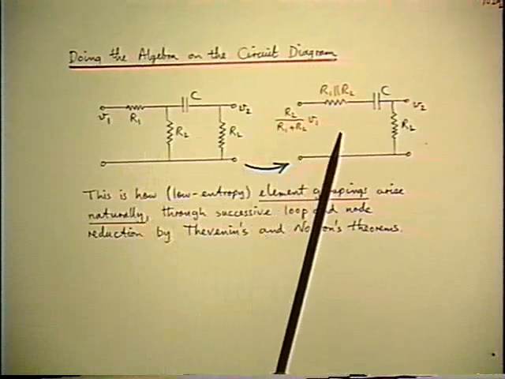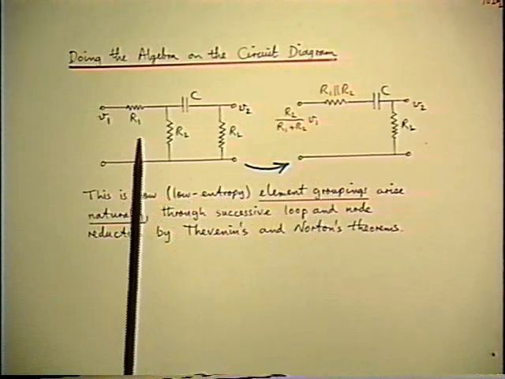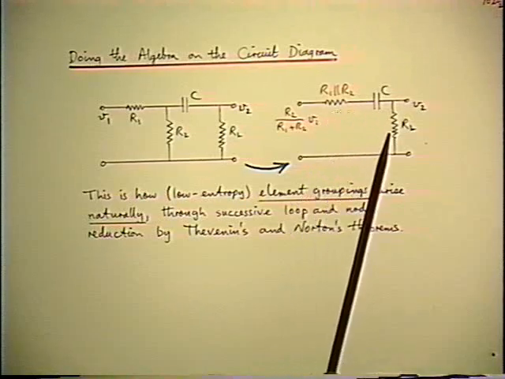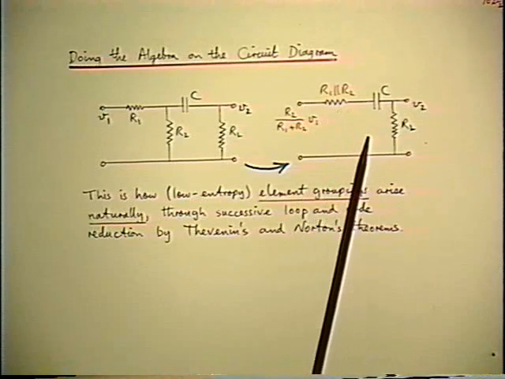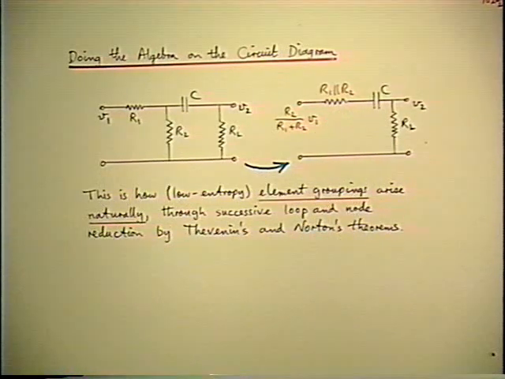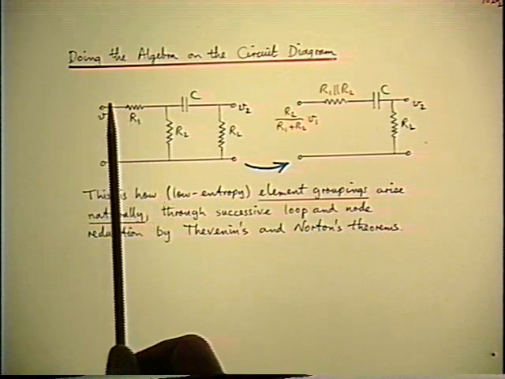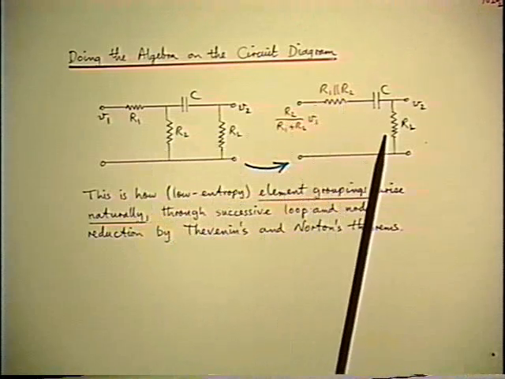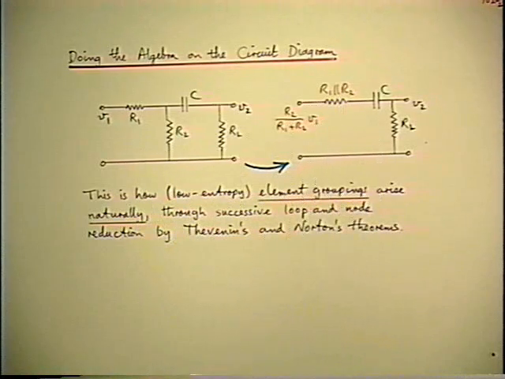Notice that in doing that, the number of loops is reduced. So when you do the algebra now on the right-hand diagram, you have only one equation to write instead of two. So the algebra is already simpler. So the reason I call this doing the algebra on the circuit diagram is that doing a circuit manipulation has actually cut out some of the separate algebraic process.